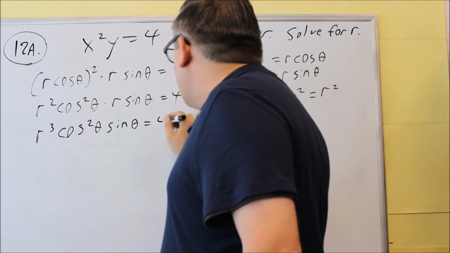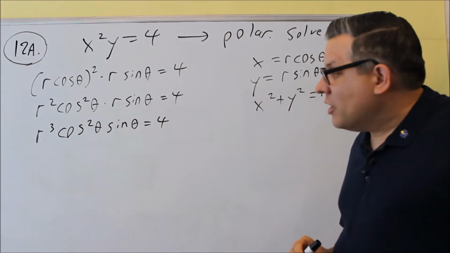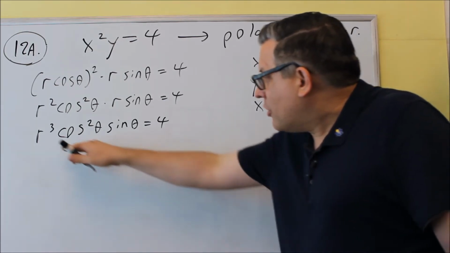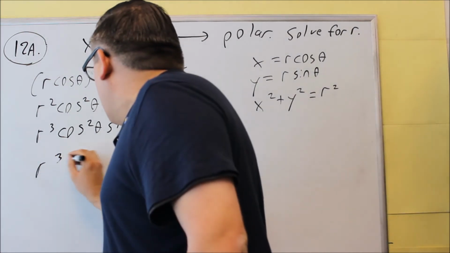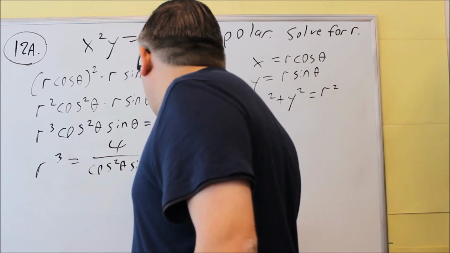Okay, so I didn't do any factoring here. All I did was just move the r over here and multiply it and make it a cube. Next thing you want to do is solve for r cubed. So I'm going to divide both sides by cosine squared theta sine theta. And then I'll get r cubed equals 4 over cosine squared theta sine theta.